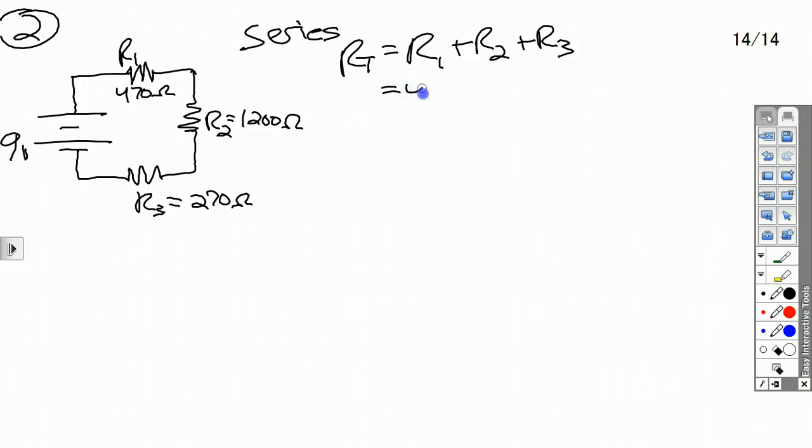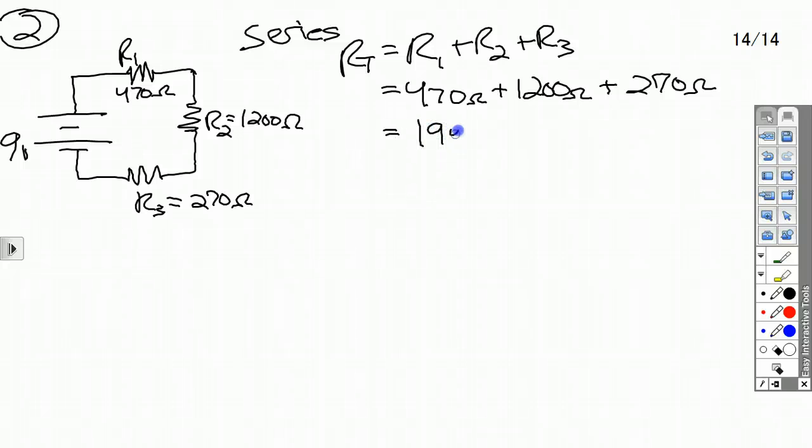All right, so R1 again is 470 ohms. R2 is 1200 ohms. R3 is 270 ohms. Grabbing a calculator, I got 470 plus 1200 plus 270 equals 1940 ohms. That's my total resistance. That's the resistance the battery experiences, because again, the battery doesn't know what it's connected to. It's just experiencing that much total resistance. So that's part of what I wanted to find.